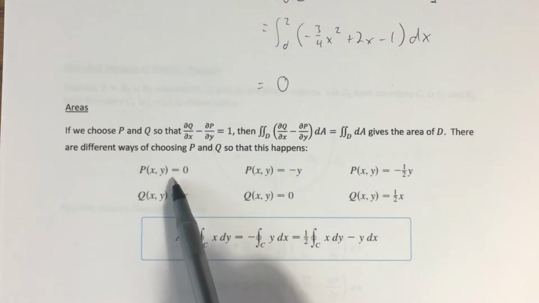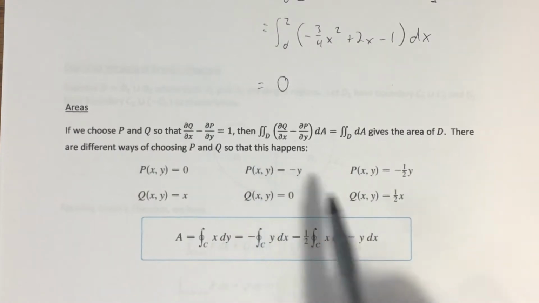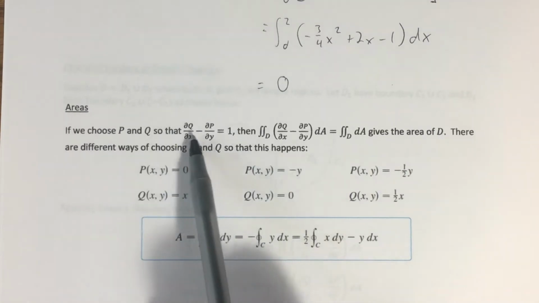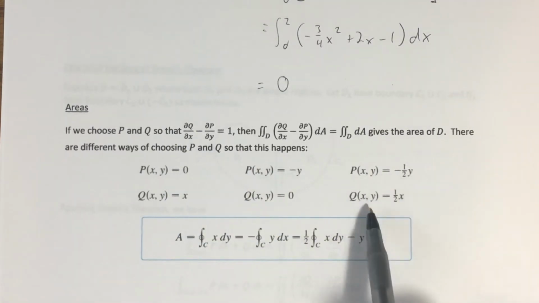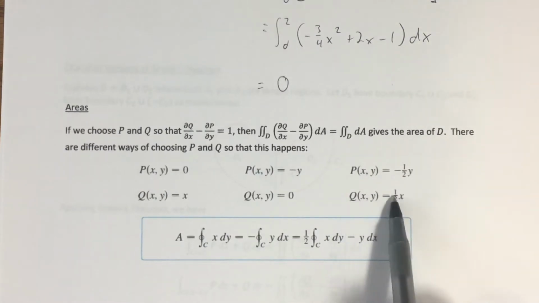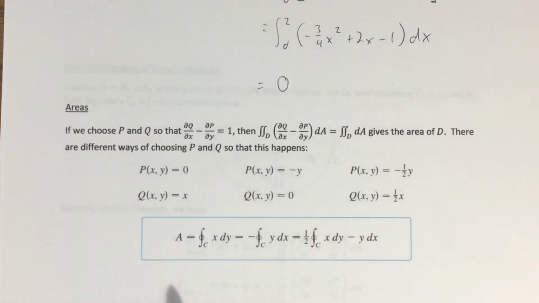For example, if p was equal to 0 and q was equal to x, the partial of q with respect to x would be 1, minus the partial of p with respect to anything would be 0, so that would just be 1. Same with these two functions. If p is equal to negative y and q is equal to 0, you can verify that this equation will be true. Same thing here. If I let p equal negative 1/2 y and q equal 1/2 x, then the partial of q with respect to x is 1/2. The partial of p with respect to y would be negative 1/2. 1/2 minus negative 1/2, which is the subtraction here, would come out to 1.